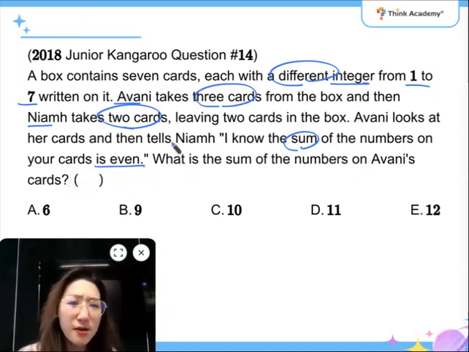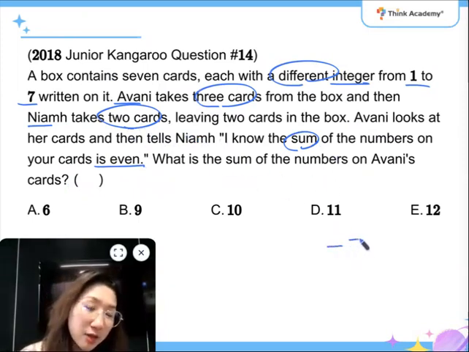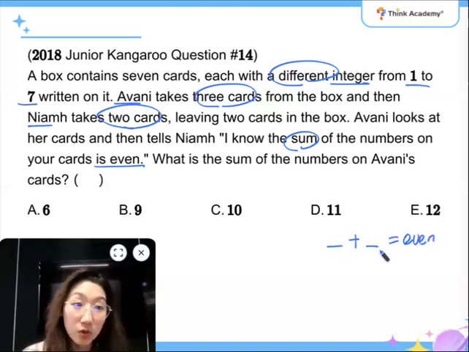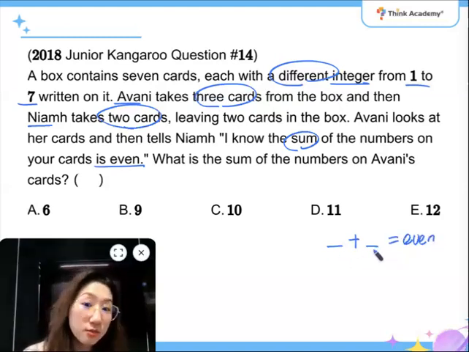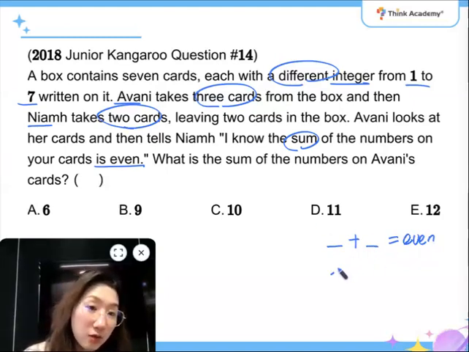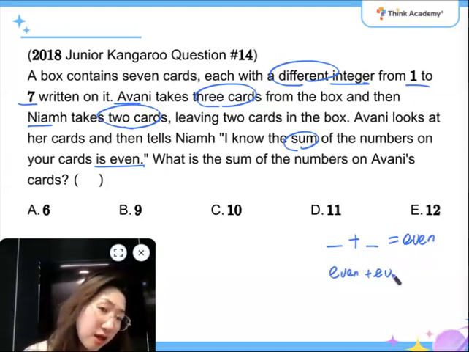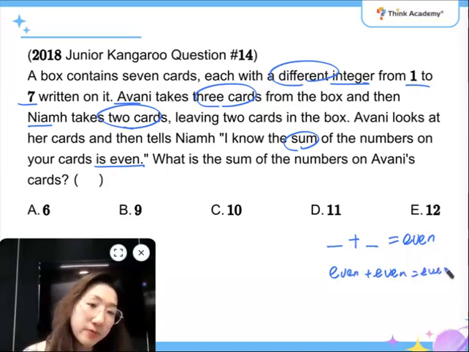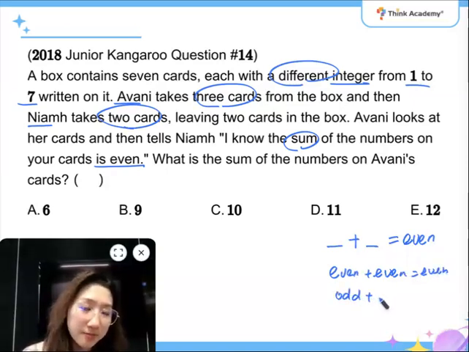Okay, so first of all, Niam takes 2 cards. So Avani is basically saying that she knows the 2 numbers that you take would add up to an even number. So what could those 2 numbers be? For 2 things to add up to even, you can have them as both even. Even plus even is even for sure. You can also have them as both odd. Odd plus odd is even as well.